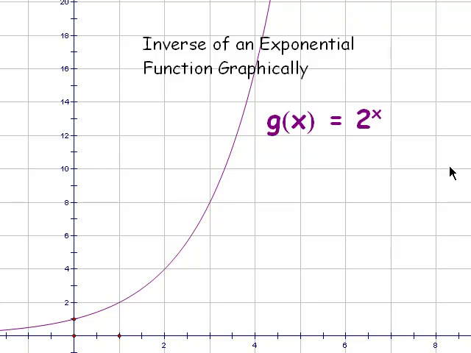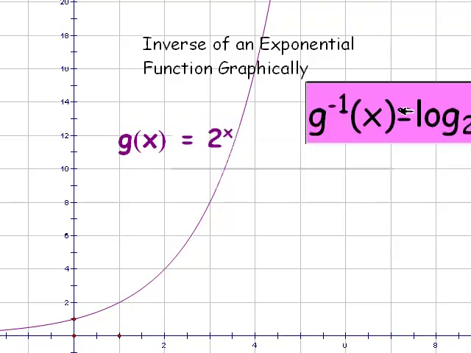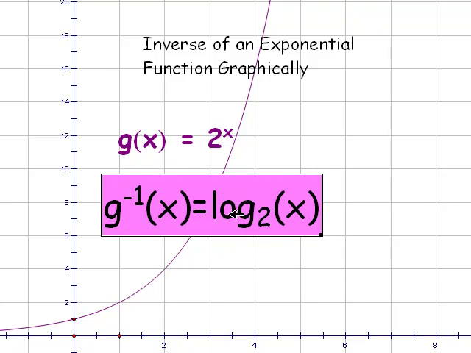We're going to be finding the inverse of an exponential function graphically. If this function is y equals 2 to the exponent x, then what you're going to be looking at is the inverse function, which is log base 2. We're going to be using the fact that the x and y coordinates interchange to produce an inverse.